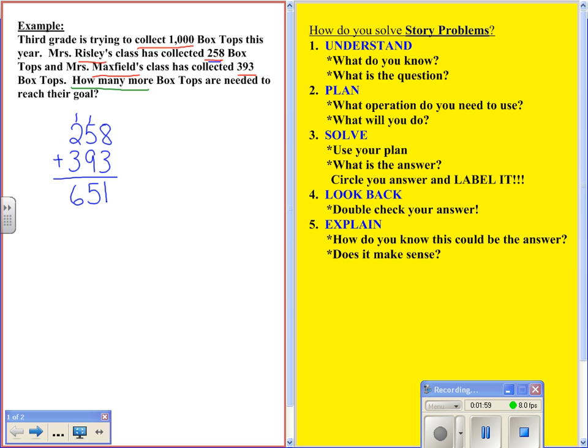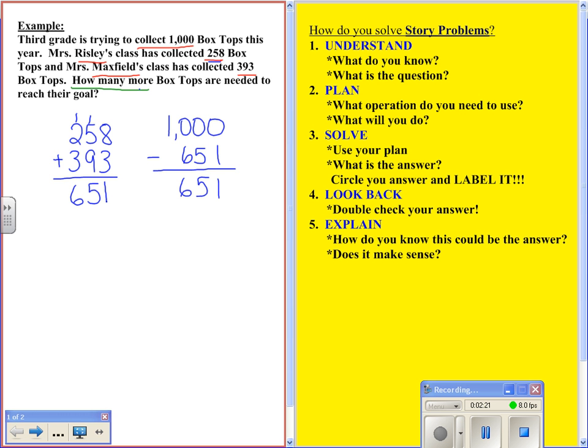But my question is asking how many more. So I need to subtract 651 from our goal, which is 1,000. Now this can be very tricky for the kids when there's zeros up on top. Sometimes they just subtract from the bottom and put down a 1, a 5, and a 6.